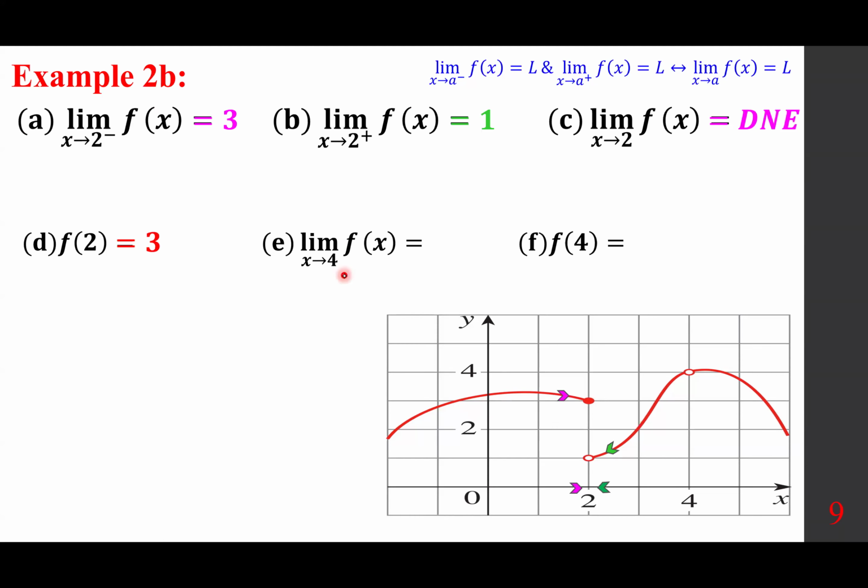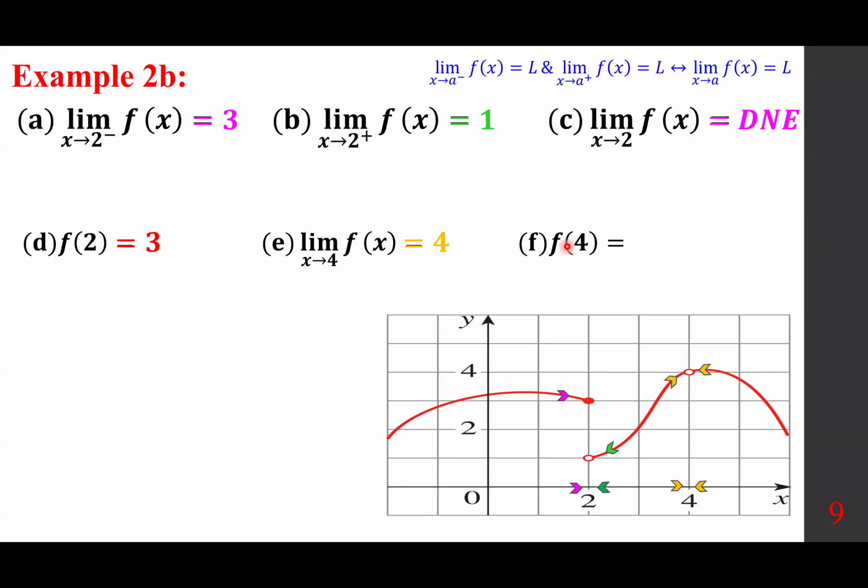Limit of f of x as x approaches 4. You locate the 4 along the x-axis. As we approach 4 from the left and right, from the left we are going this way, from the right we are going this way, and both of them are taking us towards this hole, having a y coordinate of 4. So the limit of f of x as x approaches 4 does exist, and it's equal to 4.